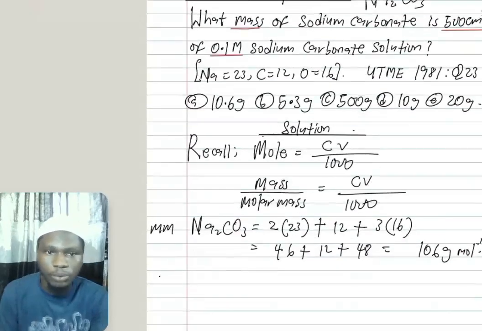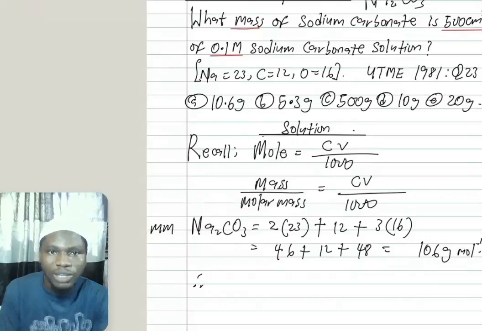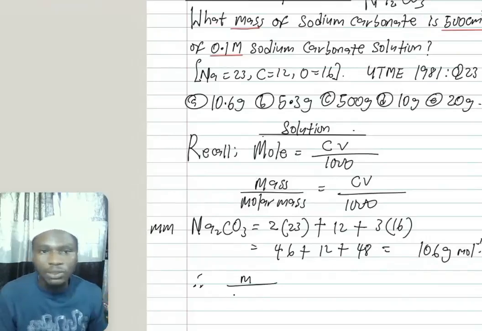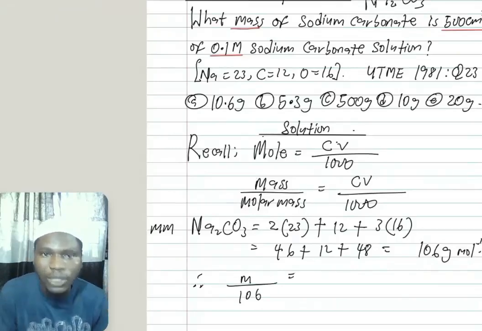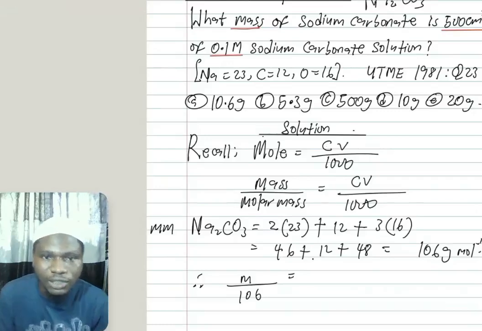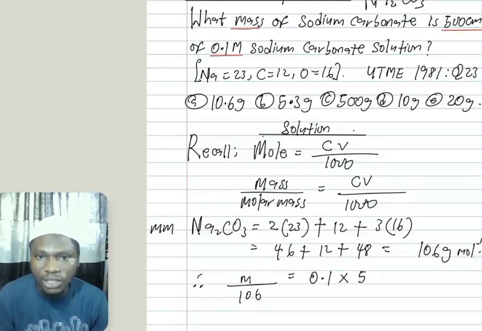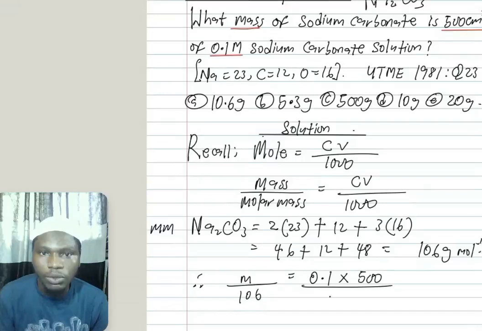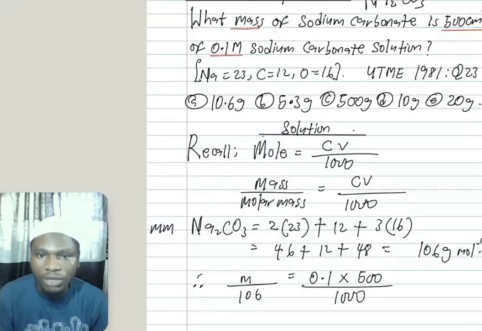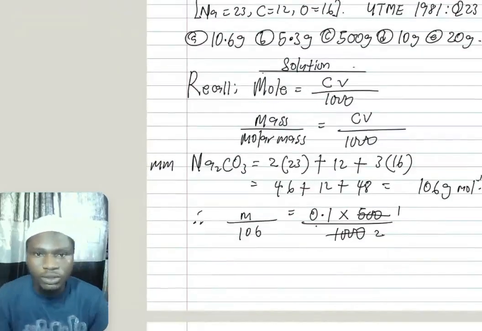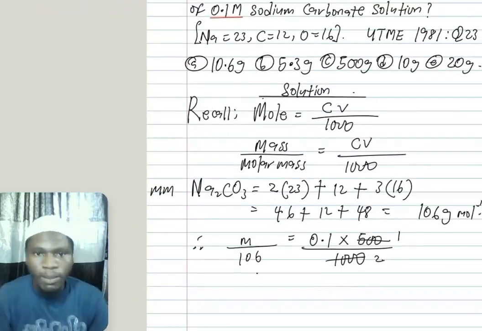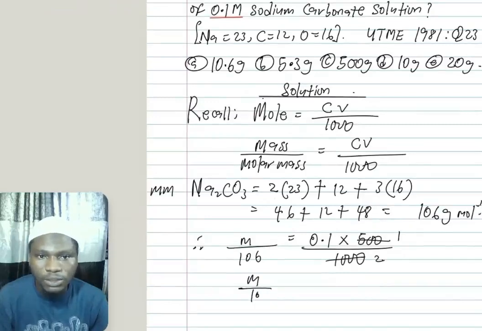Therefore, let us now proceed with the formula. So what is the mass? We are asked to find it. I'll say M over the molar mass, 106, equal to C, the concentration, which is 0.1, times the volume, 500 centimeter cubed, then divided by 1000. You know that 500 over 1000 will give me 1 over 2. So I have M over 106 equal to 0.1 over 2.